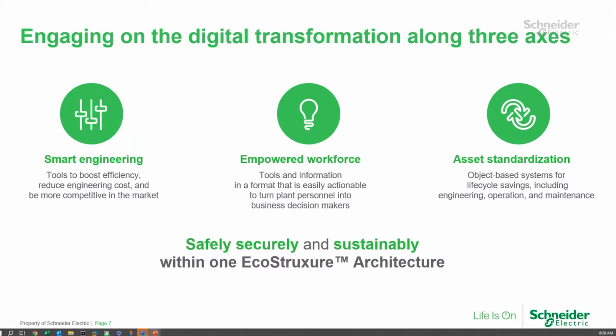So with EcoStruxure, we really look for three main things. One is smart engineering tools, to boost efficiency, reduce the engineering cost, and be more efficient, more competitive in the market. Empowering the workforce, to give them the tools and the information that they need to help them optimize the system and make business and process decisions in real time. And then asset standardization. We do this through object orientation and common protocols and open standards that allow all of the systems to work together very easily. And so that's really what EcoStruxure is all about.